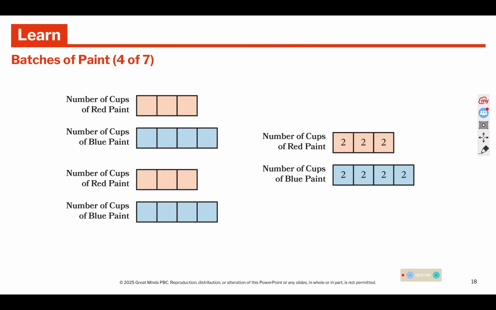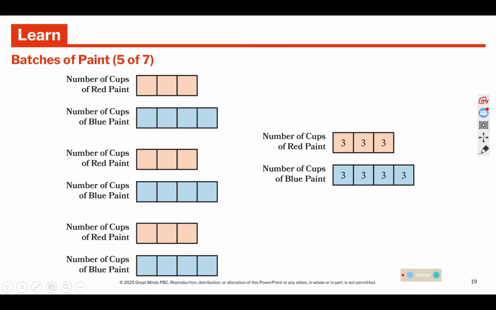If we wanted to create twice as much paint, we would need 2 sets of the ratio. Or we can think of it as 2 filling in each of the boxes. Then instead of 3 plus 3 being 6, they've just written it as one tape diagram, but 2 plus 2 plus 2 equals 6.